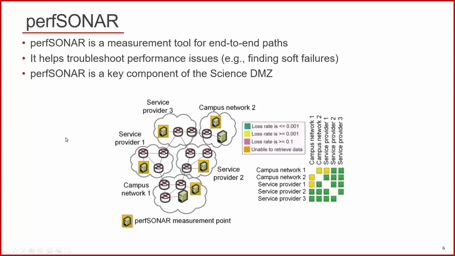So it helps troubleshooting performance issues like finding soft failures, and it's really important here to focus on this point, because if it's a hard failure, it will be relatively easy to detect it. Because if we have a hard failure, we can directly get the segment of the network that caused this issue. So we can just see where the error occurred, because it's no more transferring data. On the other hand, with soft failures, we still have data transfers in place, but the throughput is very low. So perfSONAR helps troubleshooting this type of issues. And as we said before, it's a key component of ScienceDMZ.